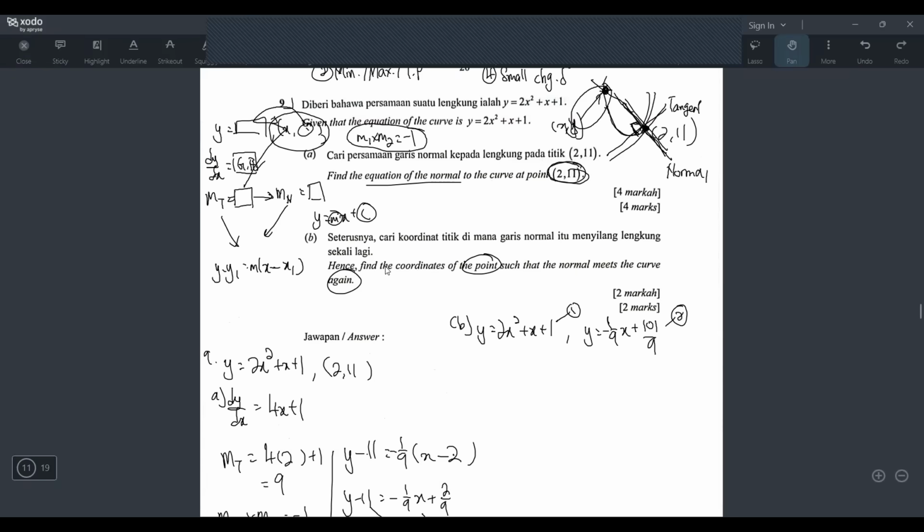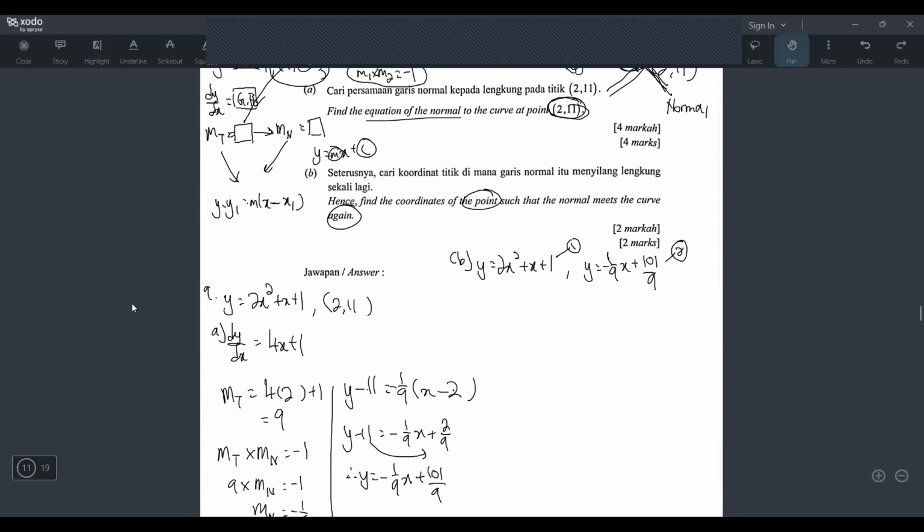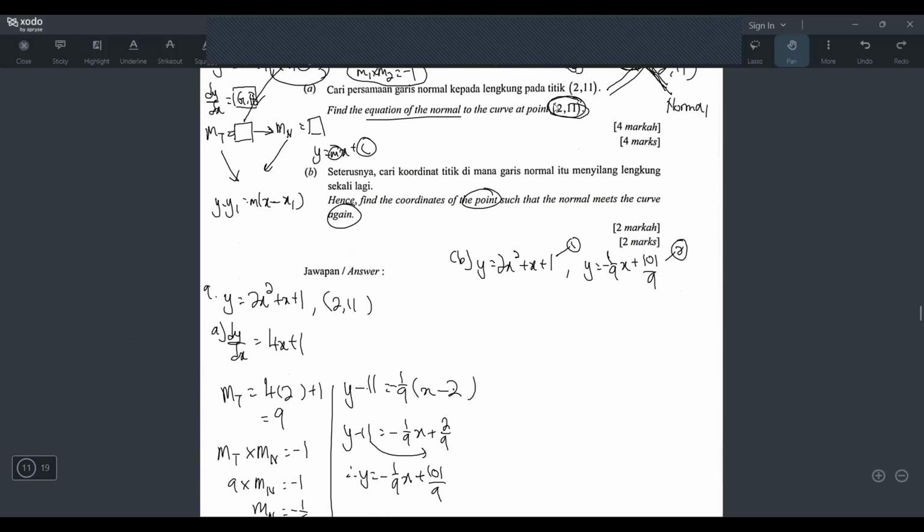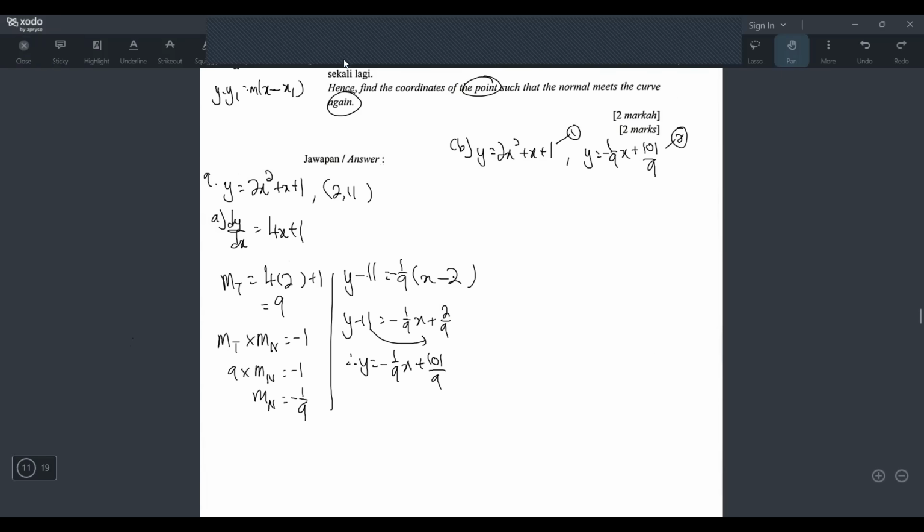Because they ask you to find the coordinate of the point where the normal meets the curve again, means the other one, right? Surely they wouldn't ask you to find the one they already gave in the question, right? Of course they want me to find the other one, right? So how you do it now is, since both are already y single, you can write like this, y equals y. And then now you will just use the substitution method. So you get 2x squared plus x plus 1 equals -1/9 x plus 101/9.